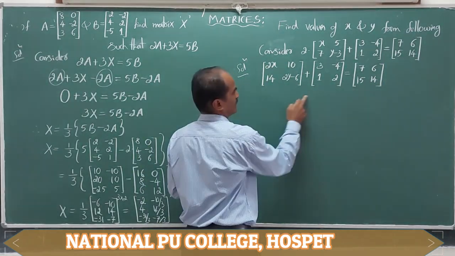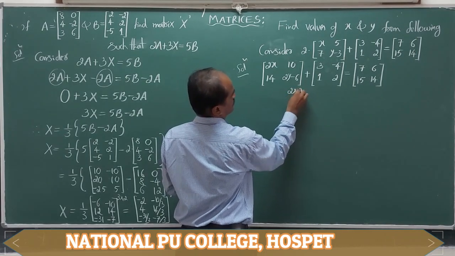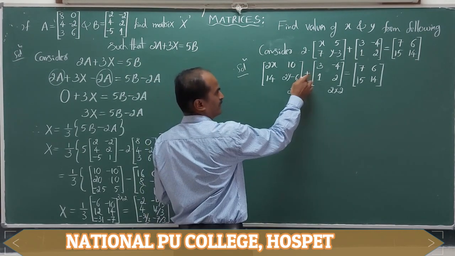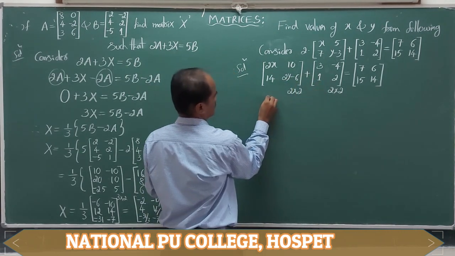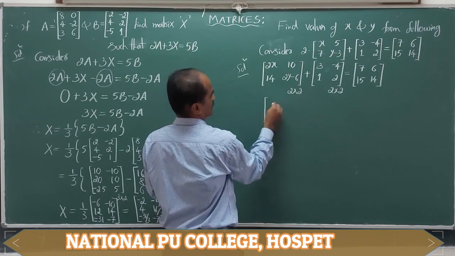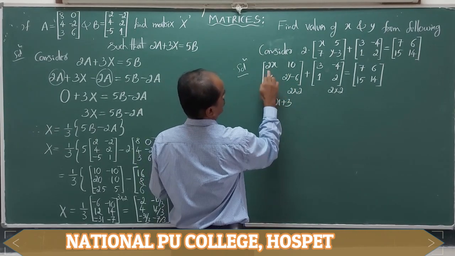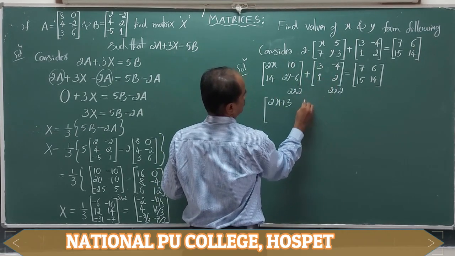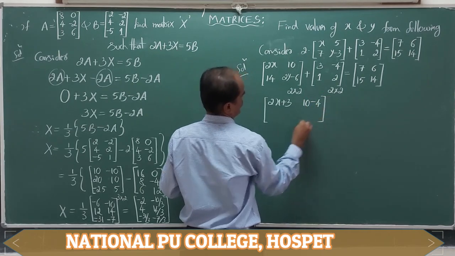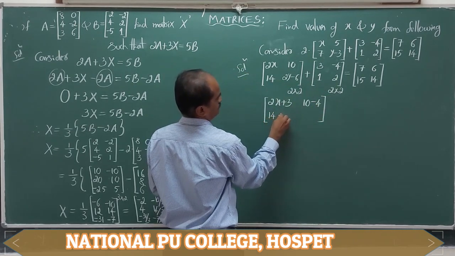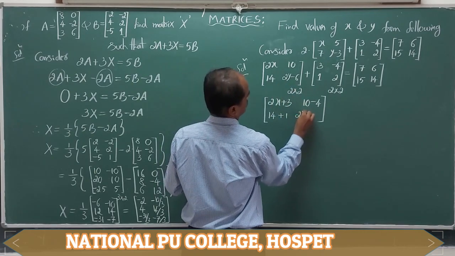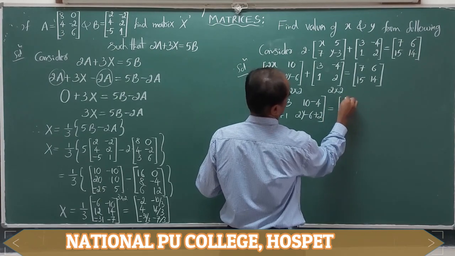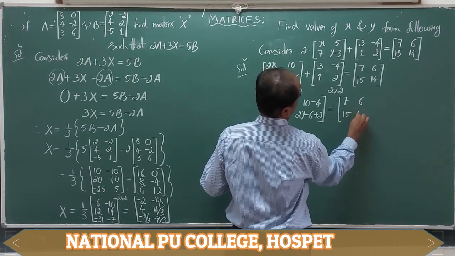Further, I simplify the LHS. Look here, it is a square matrix of order 2. The second one is also a square matrix of order 2. In between, plus is there, which means I have to add these two matrices. What is the procedure to add? Add the corresponding elements. 2x plus 3 is the resulting element, 10 minus 4, then 14 plus 1, 2y minus 6 plus 2, is equal to 7, 6, 15, 14.